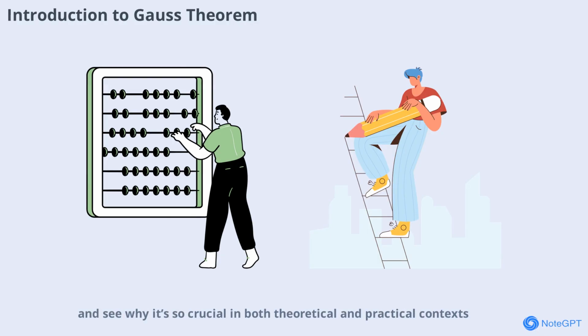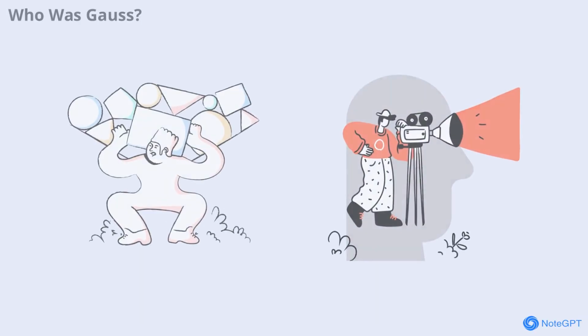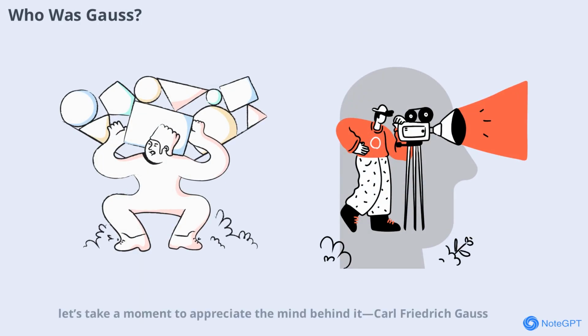and practical context. Let's start by setting the stage and understanding the basics before we move into the heart of the theorem. Before we delve into the theorem itself, let's take a moment to appreciate the mind behind it. Carl Friedrich Gauss. Known as the Prince of Mathematicians, Gauss made significant contributions to many fields, including number theory, astronomy, and electromagnetism. His work laid the foundation for much of modern mathematics and physics. Understanding his background helps us appreciate the depth and elegance of the theorem that bears his name.